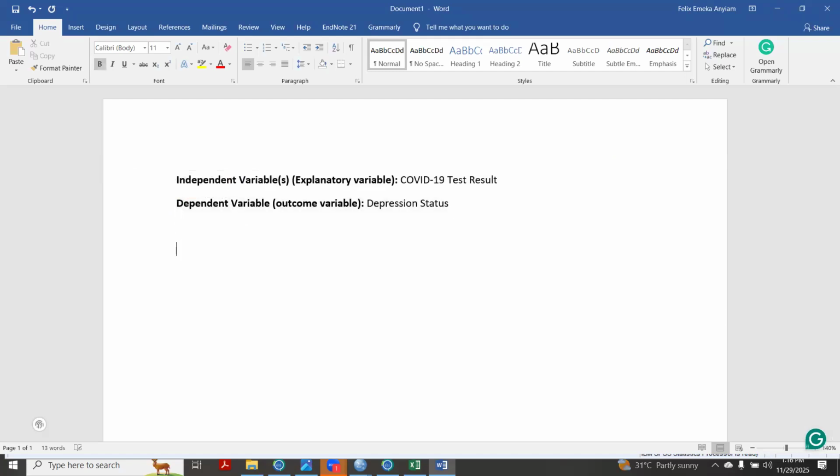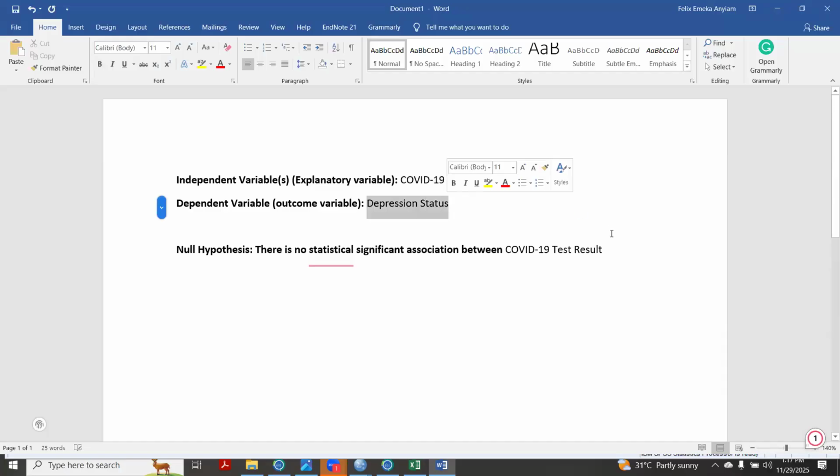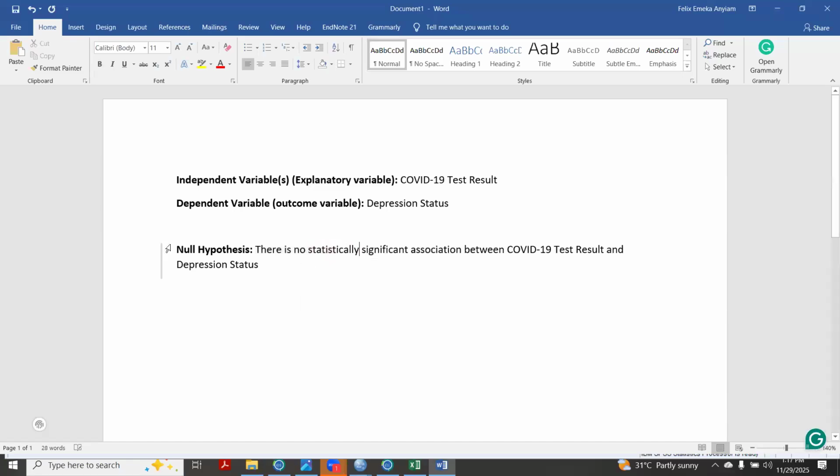Then you have to draft your null hypothesis. Your null hypothesis would be: there is no statistically significant association between the COVID-19 test results and the depression status. That is the null hypothesis.